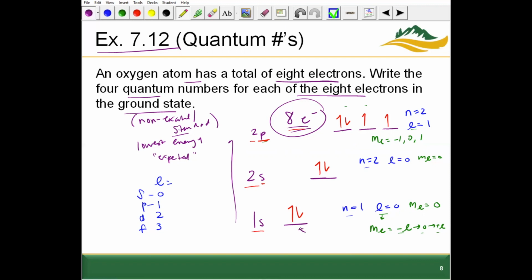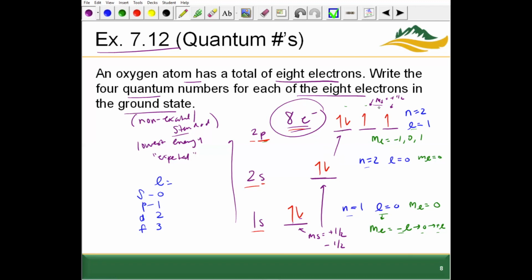Now, based on us filling up 2 electrons here, we're going to have ms equal to +1/2 and ms equal to -1/2. Same thing here because we have 2 electrons. Here though, this is just going to be an ms of +1/2, and same for this one. There's only 1 electron here. You could say spin up or spin down for those single unpaired electrons.